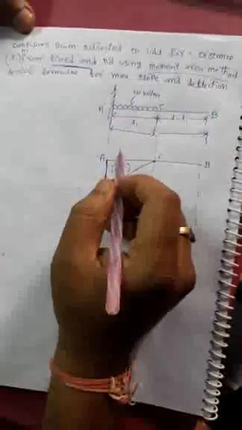The moment area method is related to Mohr's theorem 1 and Mohr's theorem 2. Mohr's theorem 1 is for slope and Mohr's theorem 2 is for deflection. So using this moment area method, the question is to derive a formula for maximum slope and deflection for this cantilever beam.